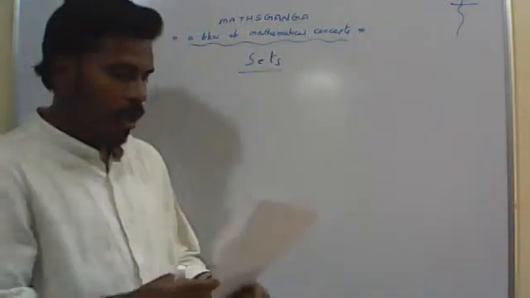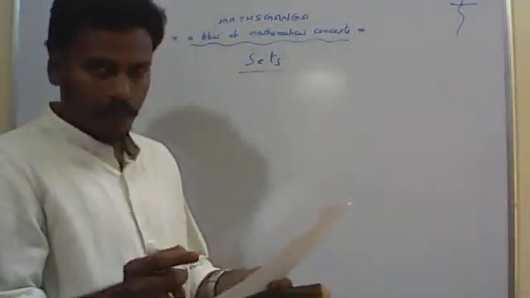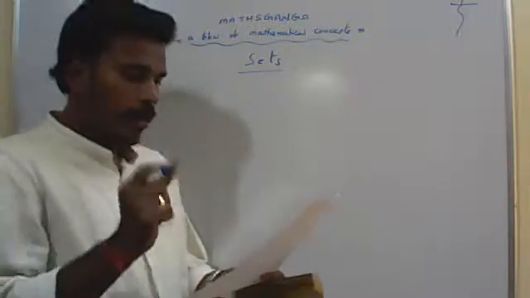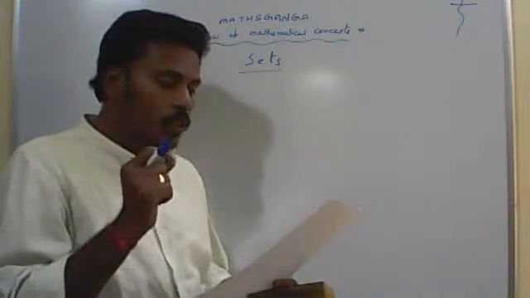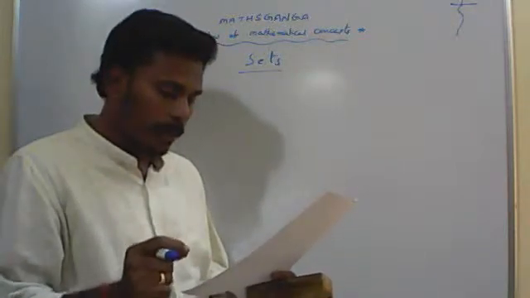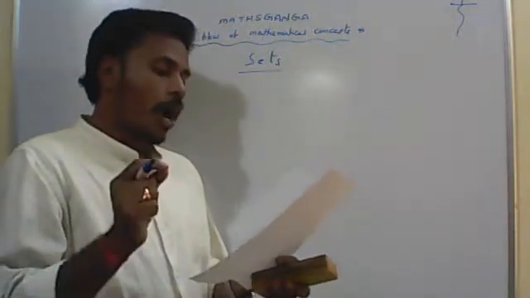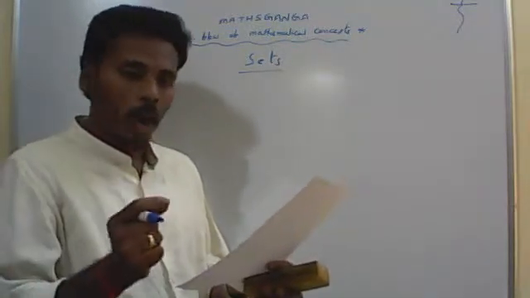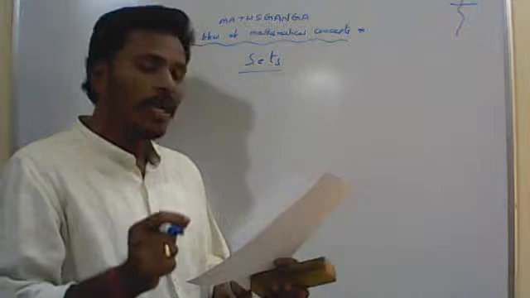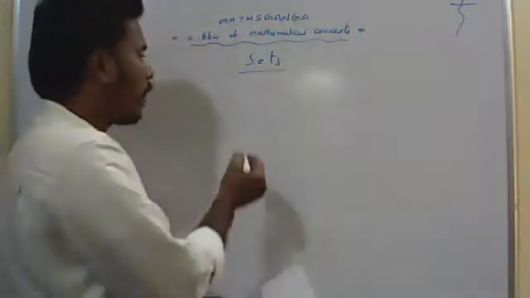There are 2 questions from the chapter sets. One question is like this. 2 are very easy questions, and one question is a theoretical question. There are 60 students in a class. Out of which 40 opt for NCC, 30 opt for NSS, and 20 opt for both.